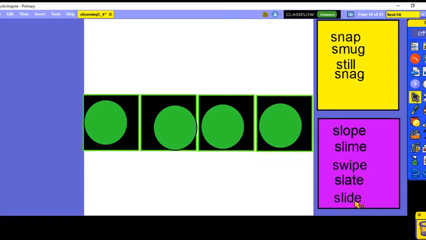Now let's go through both of our categories here. Let's go through the short vowel words and the long vowel words, and let's read each word together as I point. Snap, smug, still, snag, slope, slime, swipe, slate, slide.